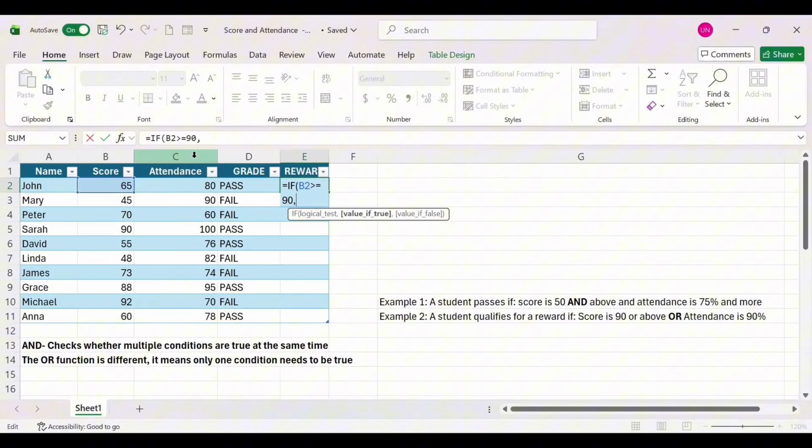Now, we're working on attendance now. If C2 is equal to 100, we're using equal to because we don't have any attendance that is greater than 100. So if C2 is equal to 100, then I put my logic test into the brackets to make both of them logical tests. So, comma, what do you want to do? I want to give them a reward. But if they don't meet this criteria, what next? No reward.